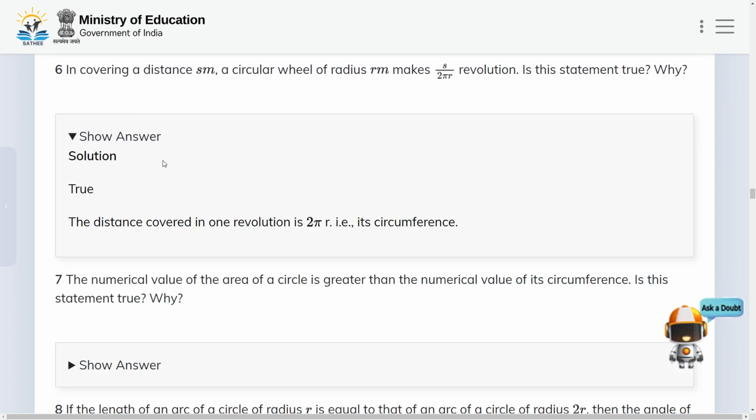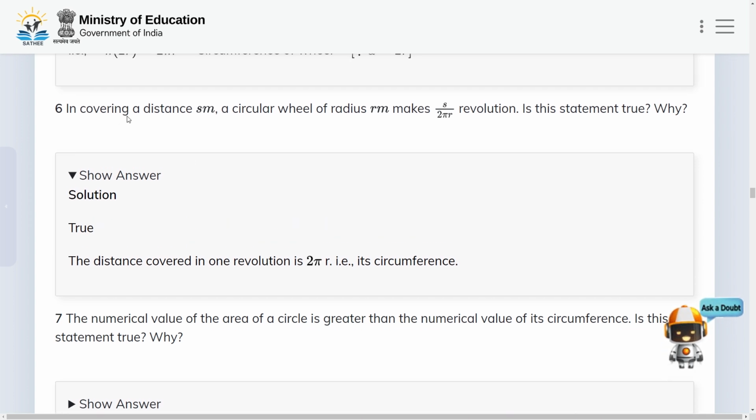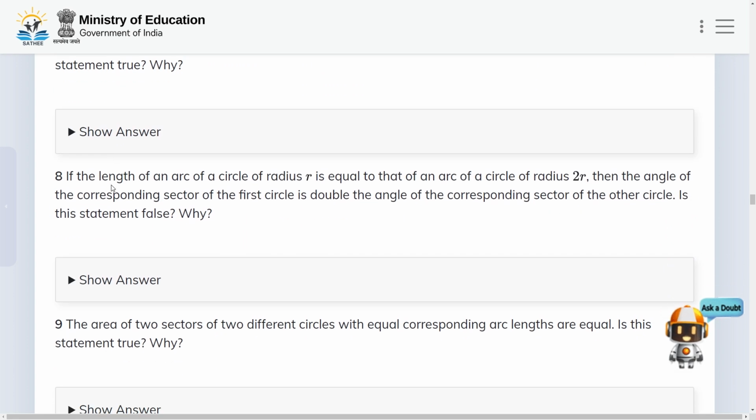So here this is true. The distance covered in one revolution is 2 pi r. So, in covering a distance s meter, a circular wheel of radius r meter makes s by 2 pi r revolutions. Okay, and now let us move to the next problem.